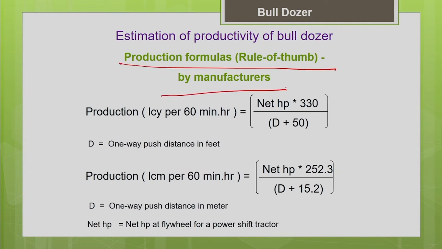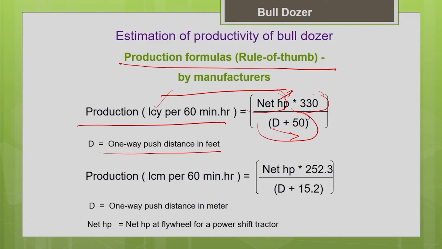Another shortcut method: there are some thumb rules provided by the equipment manufacturers. If you know the horsepower of the tractor and the dozing distance, the one way push distance, you can directly estimate the productivity of the bulldozer. These are thumb rules. It is nothing but the net horsepower multiplied by 330 divided by D plus 50, where D is your one way push distance or dozing distance in feet. The resulting value of production will be in loose cubic yards per 60-minute hour. That means it is considered that the machine is operating for 60 minutes in an hour.